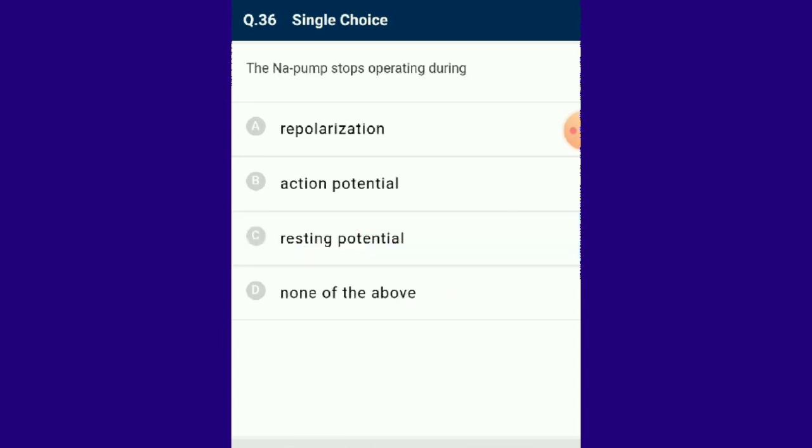Question number 36. The sodium pump stops operating during. The sodium pump is the mechanism by which sodium ions travel across the cell membrane. Action potential takes place when different ions pass and cross the neuronal membrane. A stimulus is required to open the sodium channels. Due to the absence of sodium ions on the inside of the membrane, the inner surface is negatively charged. So the answer for this question is option B. Sodium pump stops operating during action potential.